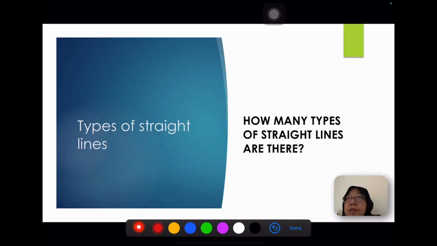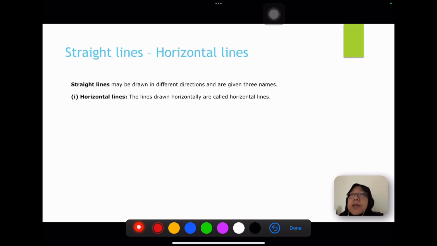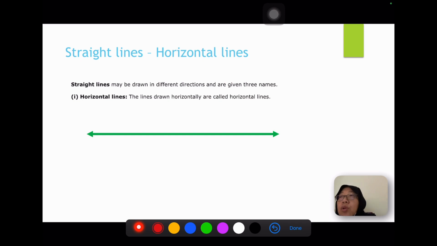Now, types of straight lines. We're going into straight lines. We're not going into curved lines yet. So how many types of straight lines are there? Let's have a look. For straight lines, we have the horizontal line, which is drawn like this. Straight lines may be drawn in different directions. When we are talking about different directions, it's either horizontal or vertical. So this is the horizontal line.